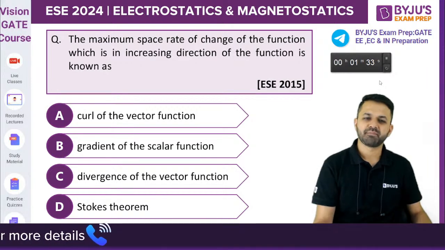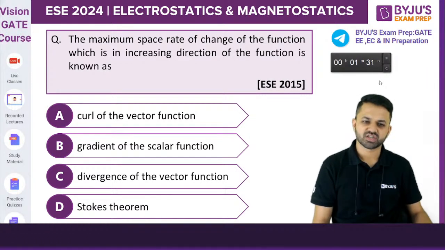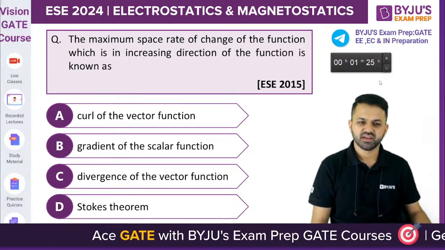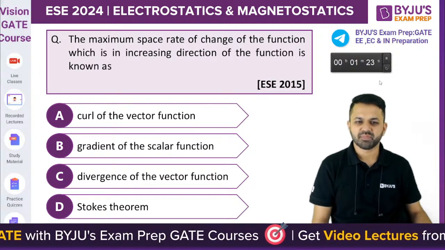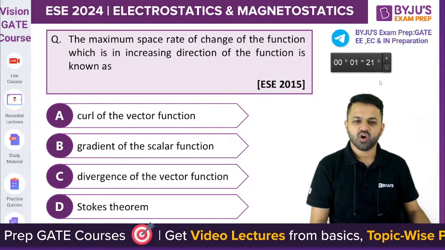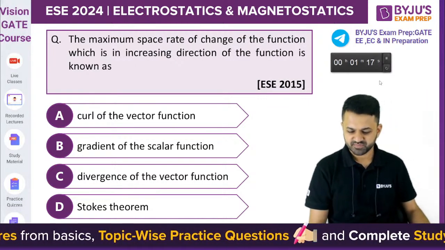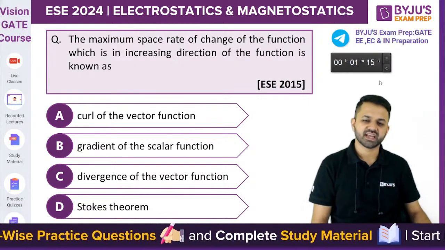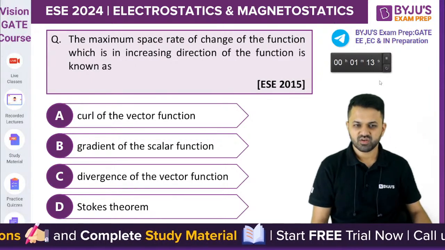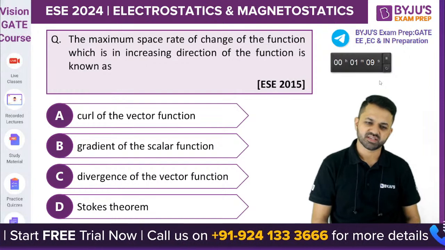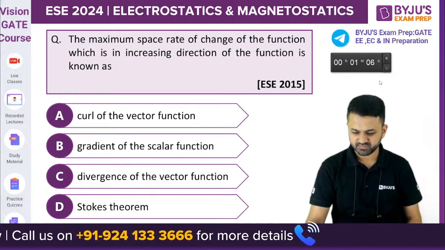The maximum space rate of change of a function, in the increasing direction of the function, is known as what? Which function will show you the increasing direction?